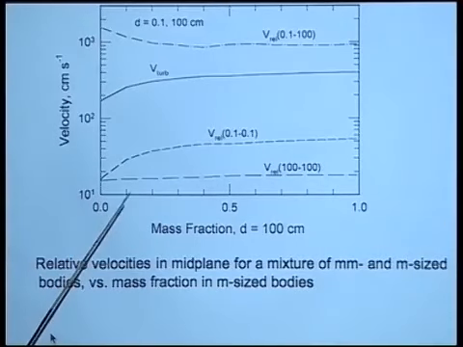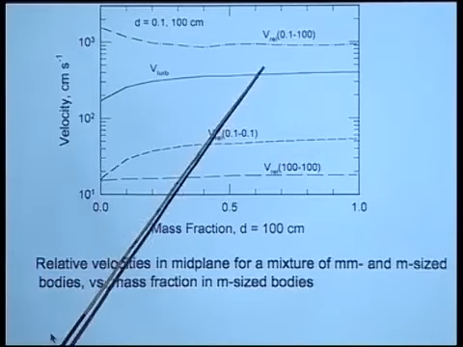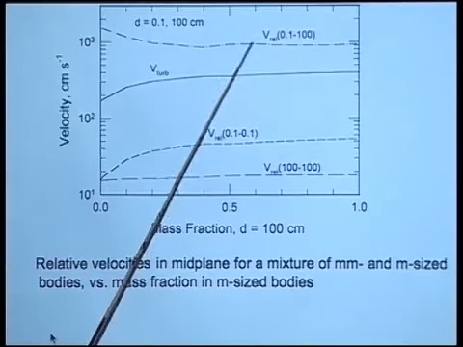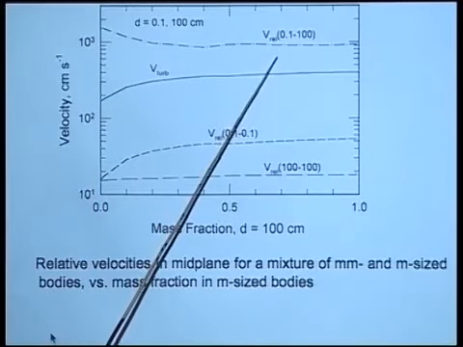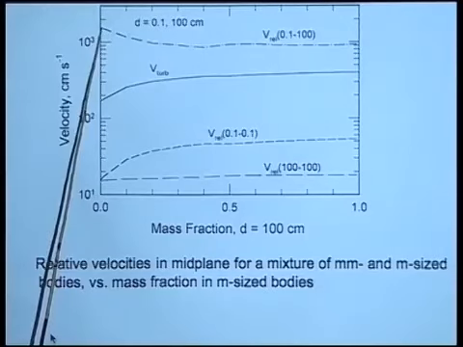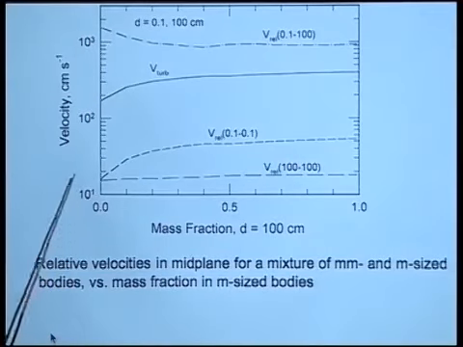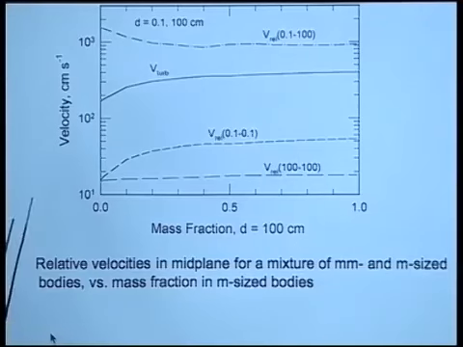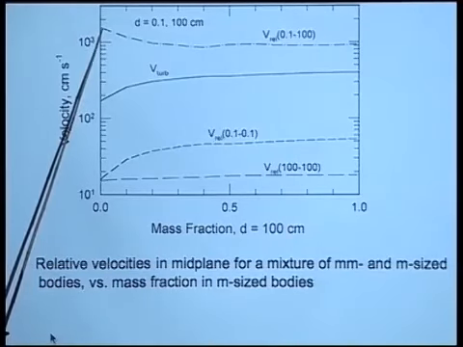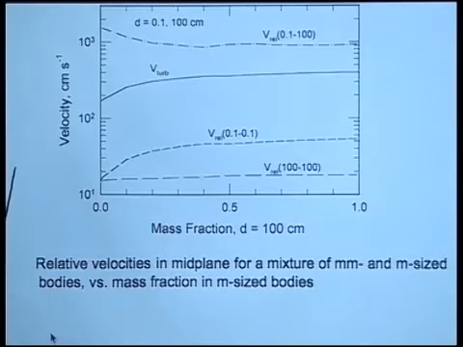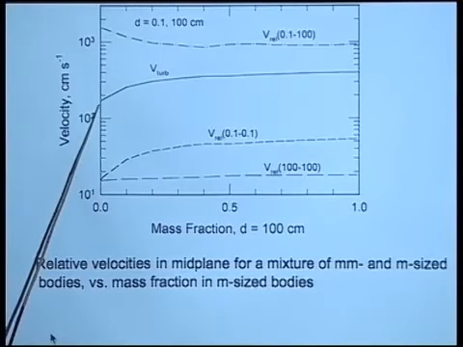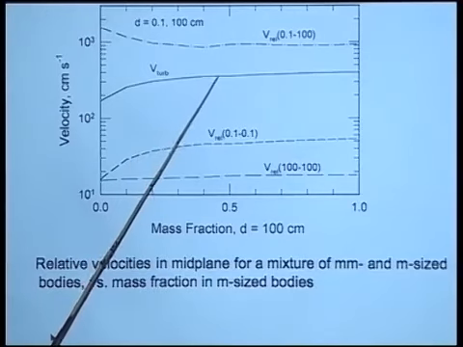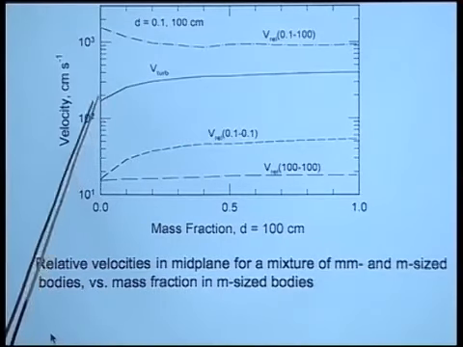The relative velocities between the little particles and the big ones is fairly constant regardless of what you put in here, except very close to the left here, where you have only a very small fraction of the mass in meter-sized particles. But even there, it's still considerably lower than the 50 meters per second that you might expect from considering isolated particles. This is the turbulent velocity that is generated in the midplane. It's a few meters per second.